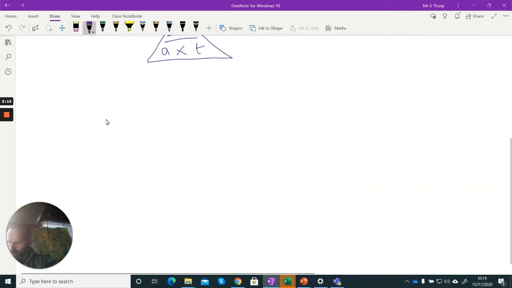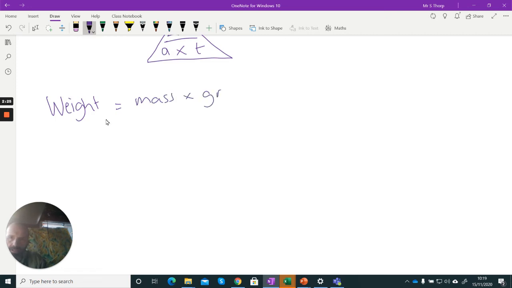Right, next equation will be weight equals mass times gravity, or gravitational field strength. So weight, remember this is a vector because it's a force which acts downwards, and mass is a scalar quantity. So weight's measured in newtons because it's a force, mass is kilograms, and gravity is newtons per kilogram.